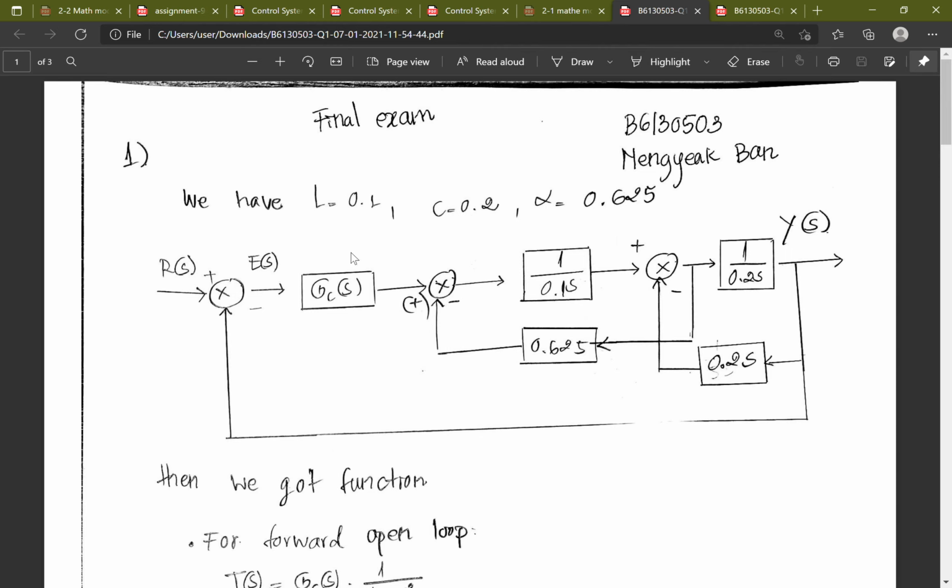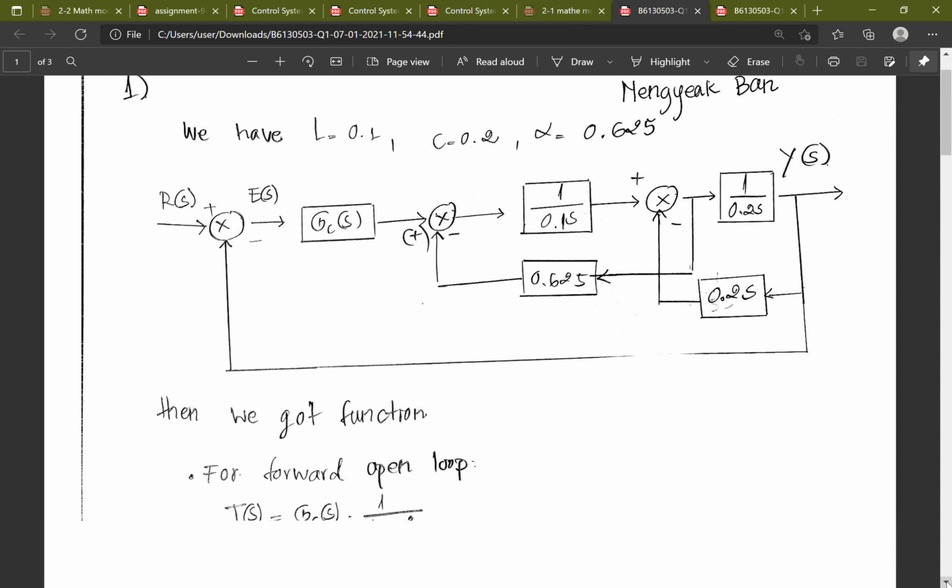So let's move to the first question, the final exam. We have the whole transfer function here, which is what we got from the instruction of the exercise. They asked us to design the composite controller for the system. First, before moving into the design, we need to find the transfer function.